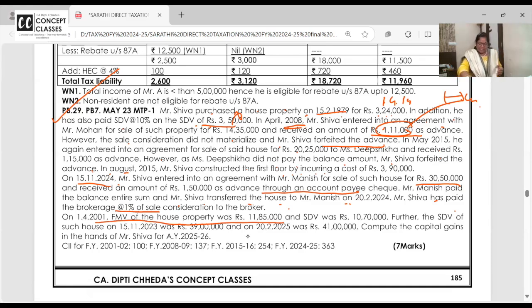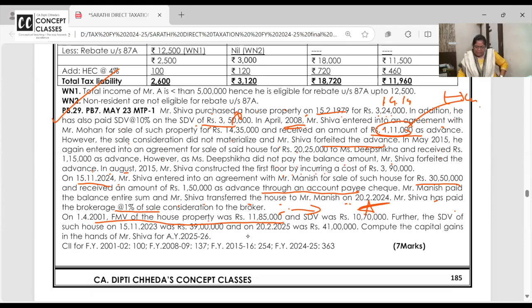11,85,000 is the fair market value. On 2001 you have to take it instead of the cost, that is 3,24,000. Right? On the same day stamp duty value is given. So we know that you have to take cost or original cost of 1979 or fair market value of 2001, whichever is higher. But this cannot exceed the stamp duty value. So we will take the cost as 10,70,000.